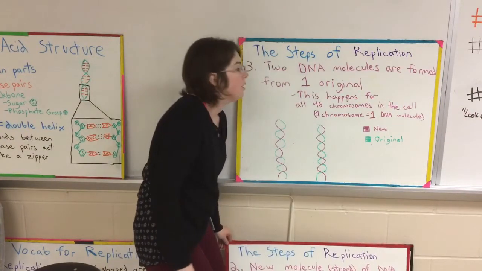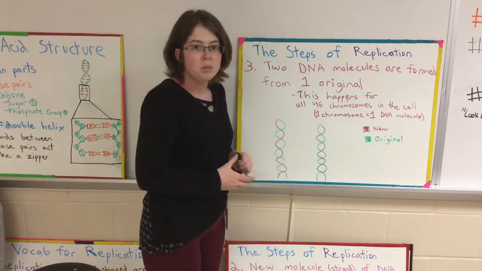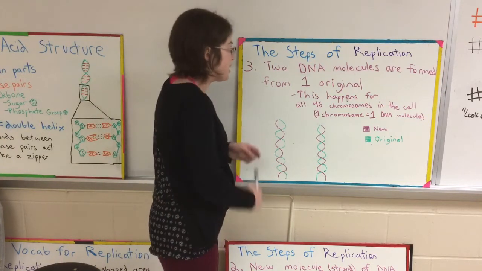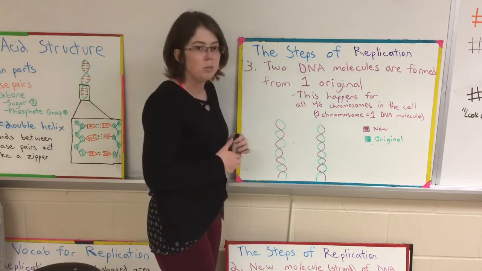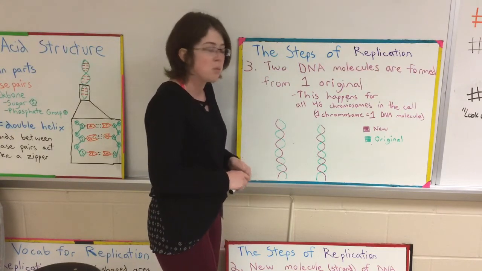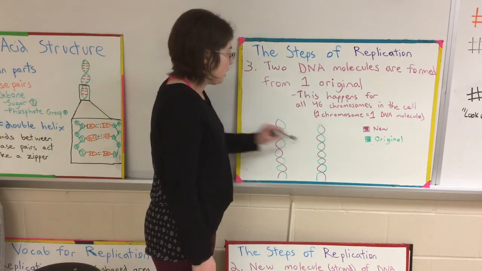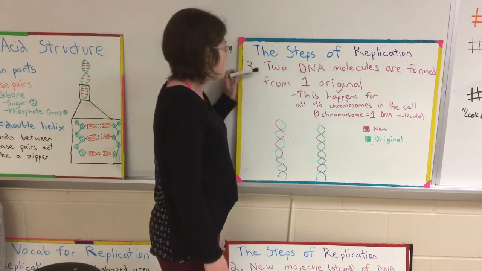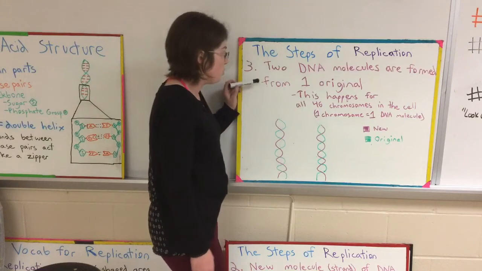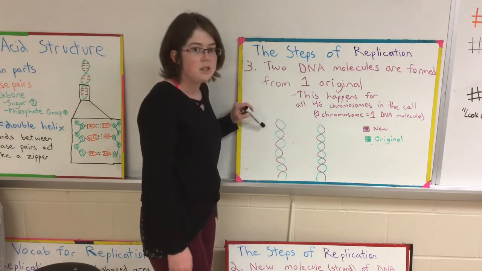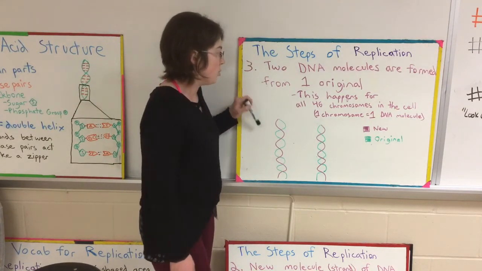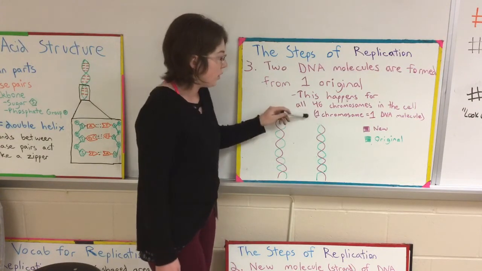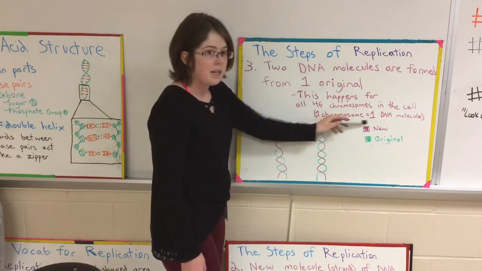And finally, once the polymerase, the ligase, and the helicase have all finished their jobs and separated the original molecule completely and copied all of the base pairs, it ends up making two different strands of DNA, or two different molecules. So you have two DNA molecules that are formed from one original. And this is going to happen for every chromosome in the cell. So all 46 will get duplicated. Remember, one chromosome is one DNA molecule.